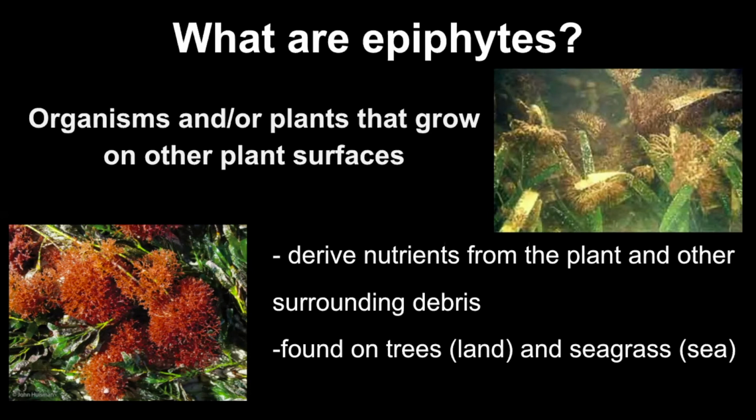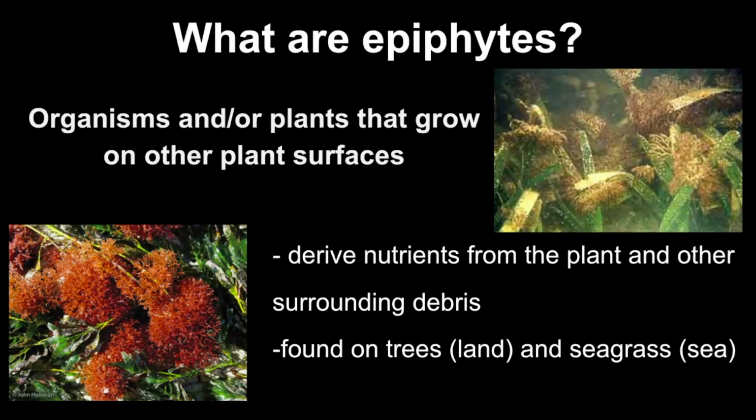So epiphytes, much like every other organism, need nutrients to survive. Now you might ask yourself, how do these plants or organisms get nutrients? So they actually derive the nutrients from the plants that they are on, or they'll get it from surrounding debris. However, when they do derive nutrients from the plants, they often leave the plants very frail and fragile. This could result in the plant ultimately dying.